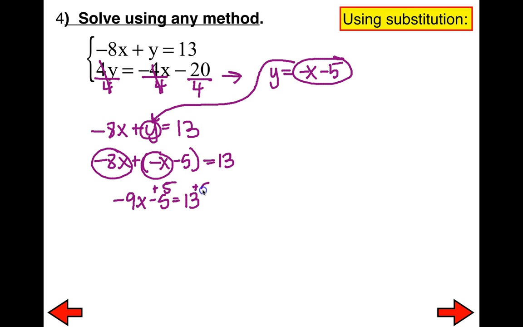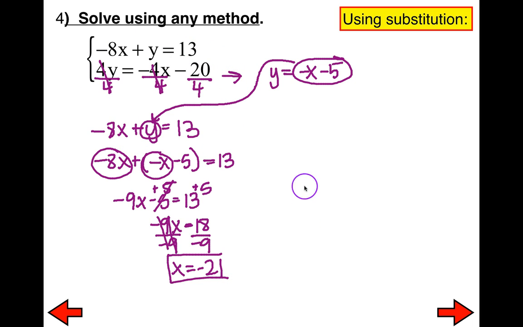Simply add 5 to both sides. We have a negative 9x equals 18. Divide both sides by negative 9, and I'm left with x equals negative 2. However, we're not done. We are going to have to plug it into one of the originals. I'm going to go with the negative 8x plus y equals 13.